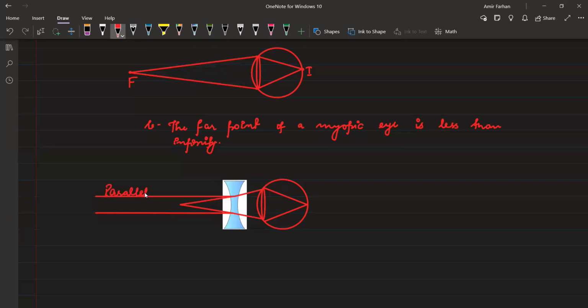So these are the parallel rays. I'll write it here. These are the parallel rays coming. Before striking the eye lens, these rays pass through the concave lens so that they diverge and then pass through the eye lens. So this problem is now solved by using a concave lens. Clear, everyone? Is this ray diagram clear to all of you?